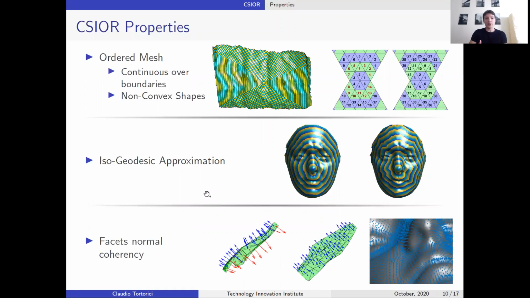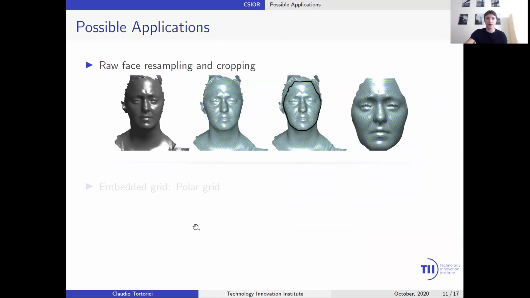Also, the algorithm provides the facets normal coherency. In fact, often we have a mesh manifold where the facets are not coherently oriented, and this requires some kind of pre-processing before using descriptors that rely on the normals of the vertices or the facets of the mesh, while with this algorithm we already provide not just a mesh that is ordered and homogeneous, as we will see later on, but also with all the facets coherently oriented.